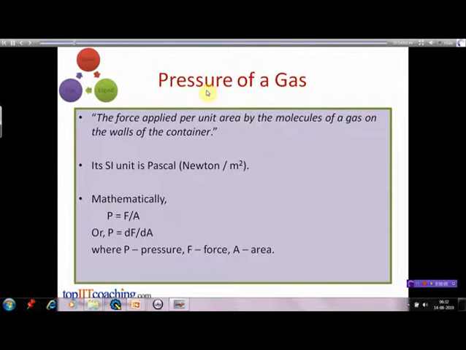The pressure of a gas is the pressure exerted by the molecules of the gas on the walls of the container. Now the molecules are numerous in number and the pressure exerted by each molecule is also different, but as a whole, the force applied is uniform. Now the pressure is defined as force applied per unit area. Its SI unit is Pascal, so 1 Pascal is equal to 1 Newton per meter square. If we denote pressure by P, force by F and area by A, mathematically we can write that pressure is equal to F by A or pressure is equal to dF by dA.